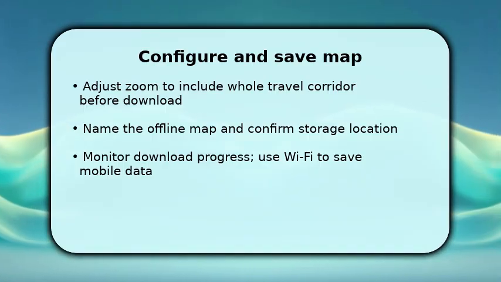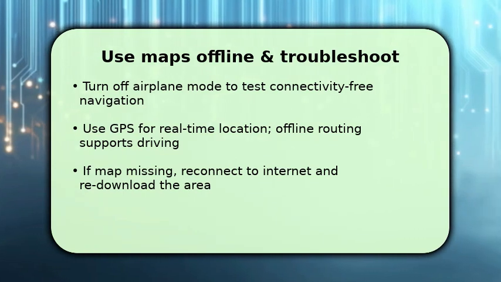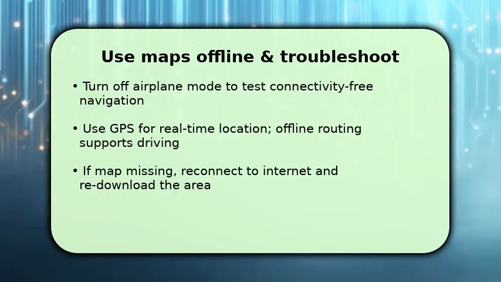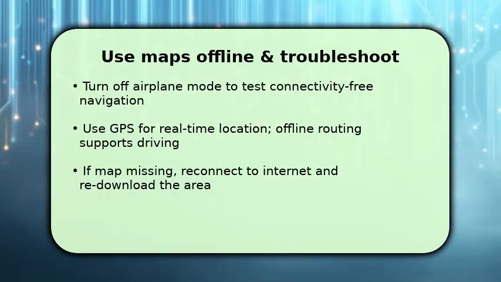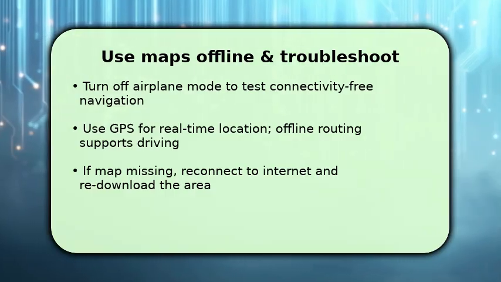To navigate offline, open Google Maps, select your places, then Offline Maps, and pick the saved area. Rely on your device GPS for live location even without internet. Offline maps provide driving routes and basic search. Walking or transit directions may be limited, so plan accordingly.